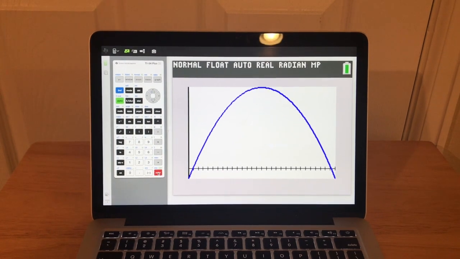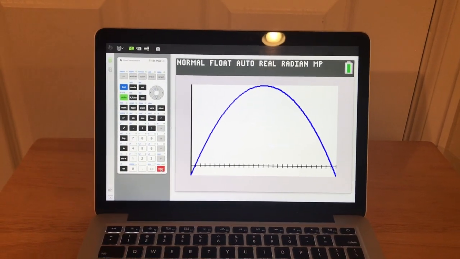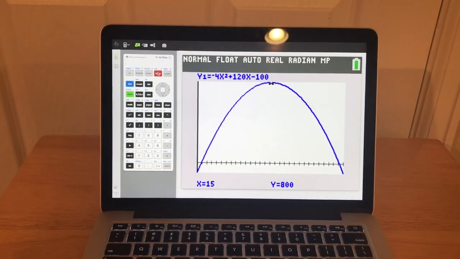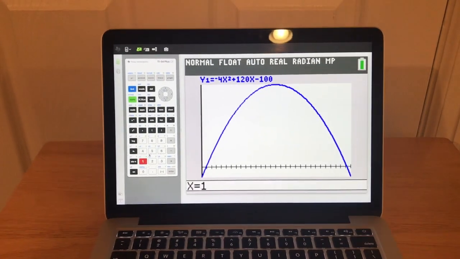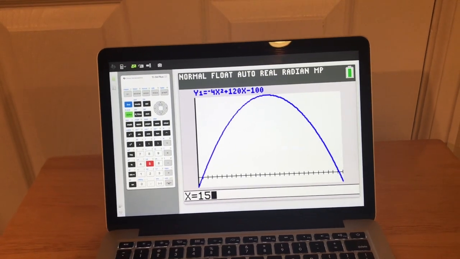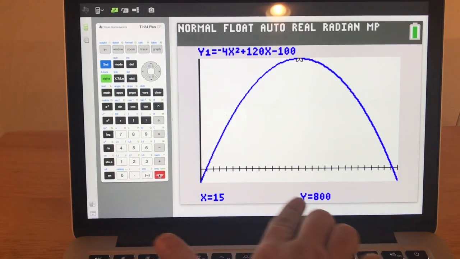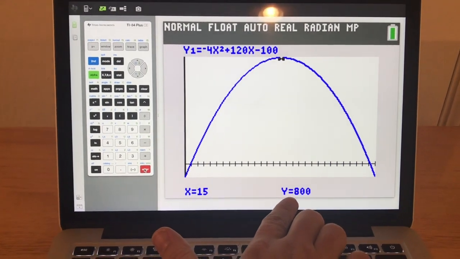So this is our graph of the profit function. And if I click on Trace, and I type in 15 and hit Enter, the X value is 15, the Y, which represents profit, is 800.